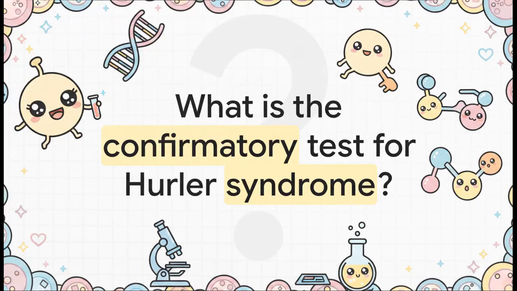Question 1. A 10-month-old infant presents with coarse facial features, hepatosplenomegaly, and progressive developmental regression. Urinary GAG analysis shows elevated dermatan and heparan sulfate. What is the definitive confirmatory investigation? The answer here is the measurement of alpha-L-iduronidase enzyme activity in leukocytes or fibroblasts. Remember, urinary screening is never the definitive answer.